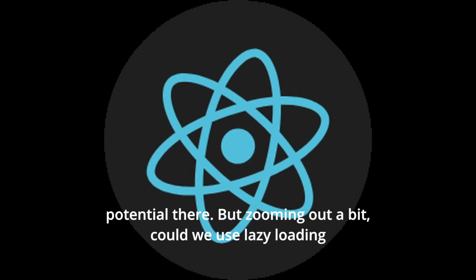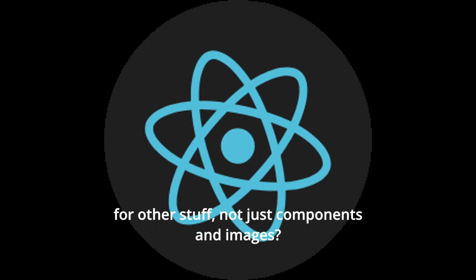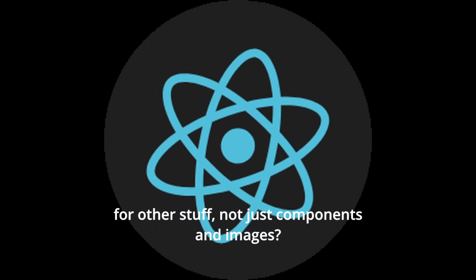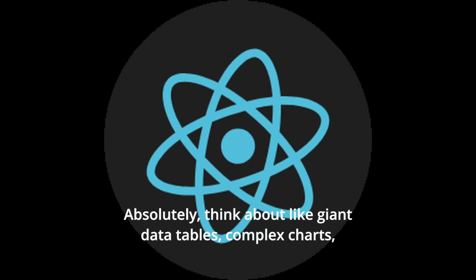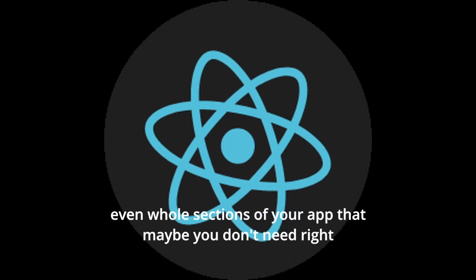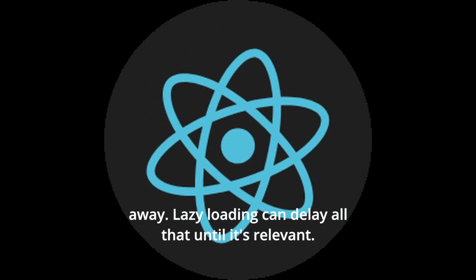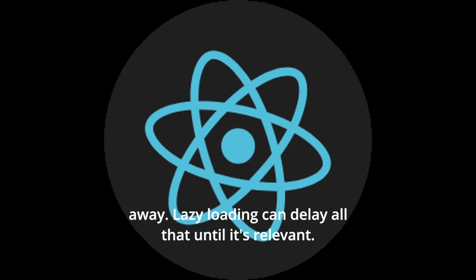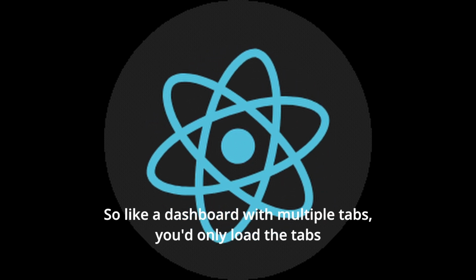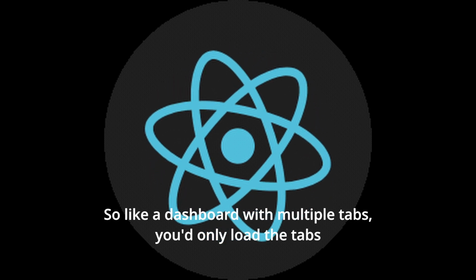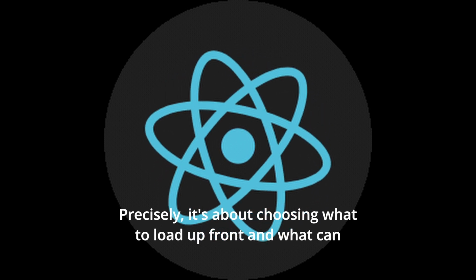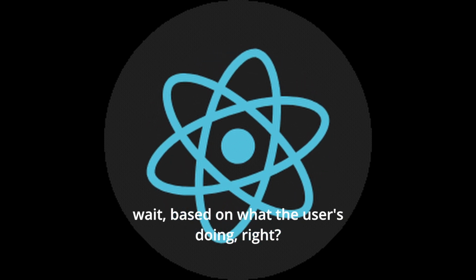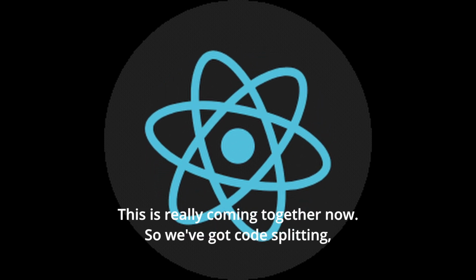But zooming out a bit, could we use lazy loading for other stuff, not just components and images? Absolutely. Think about giant data tables, complex charts, even whole sections of your app that maybe you don't need right away. Lazy loading can delay all that until it's relevant. So like a dashboard with multiple tabs, you'd only load the tab's content when they actually click on it. Precisely. It's about choosing what to load up front and what can wait, based on what the user's doing. This is really coming together now.